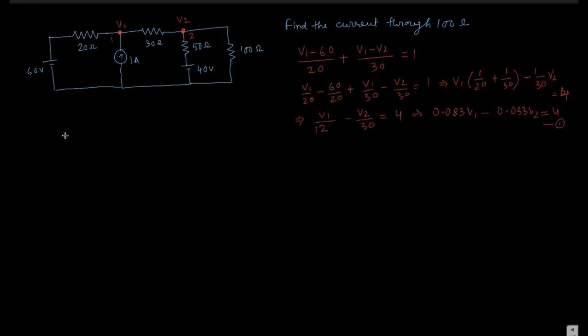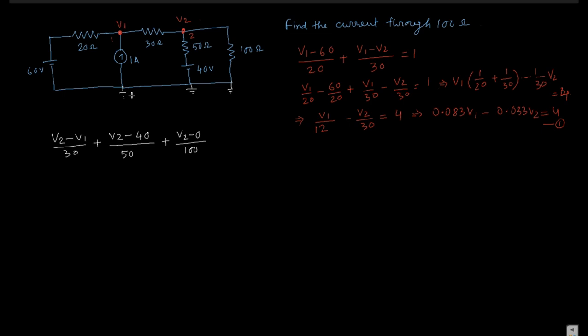Shall I write? V2 minus V1 by 30 plus V2 minus 50 by V2 minus 40 by 50 plus V2 minus 0 by 100. This is ground, this is ground, this is ground, all the nodes are ground.